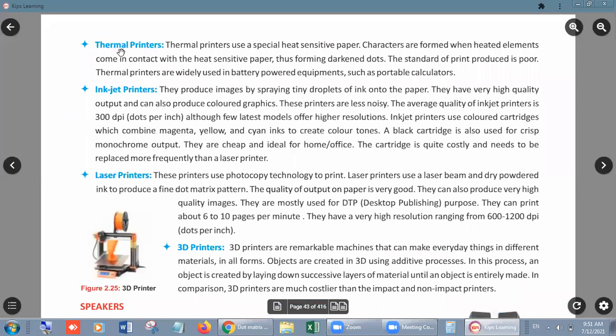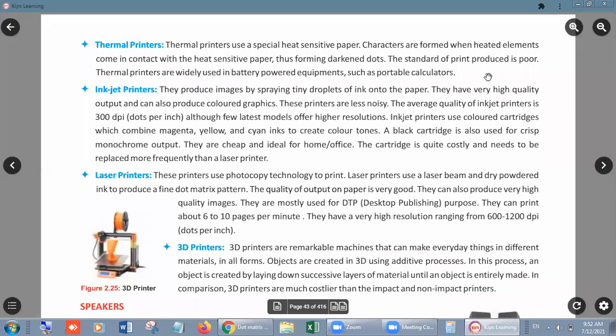Okay. Thermal printers. Thermal printers use a special heat sensitive paper. Characters are formed when heated elements come in contact with the heat sensitive paper, thus forming dark dots. The standard of printing produced is poor. Thermal printers are widely used in battery powered equipment such as portable calculators, etc. You can see the screen of any calculator.